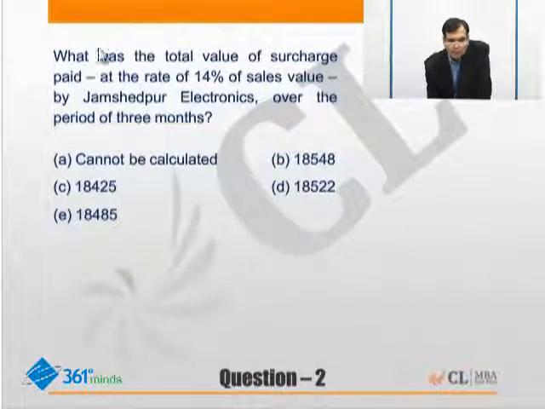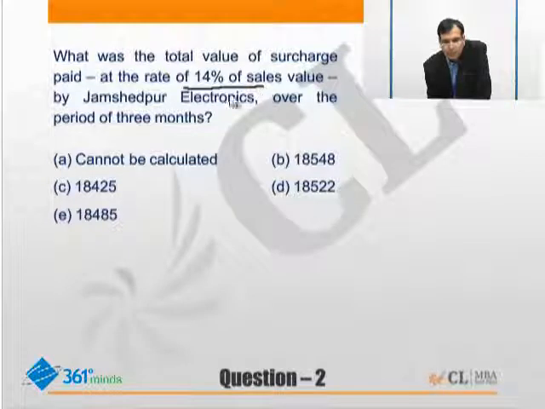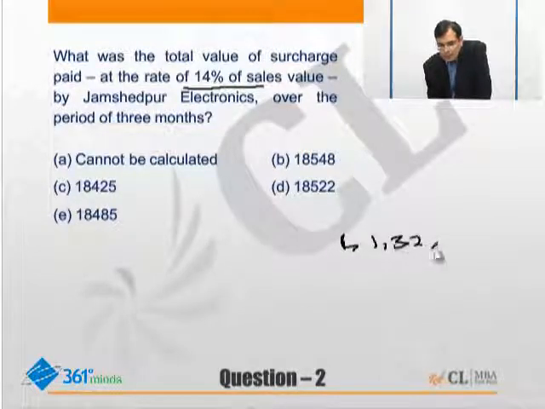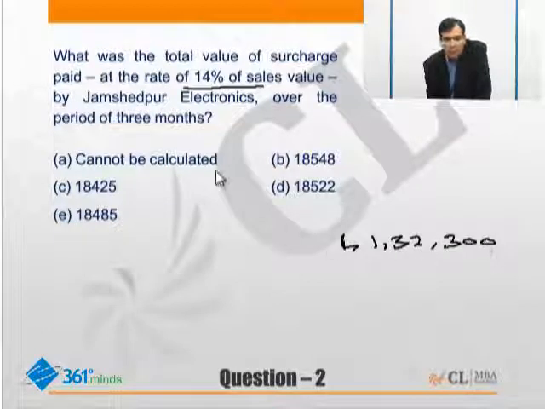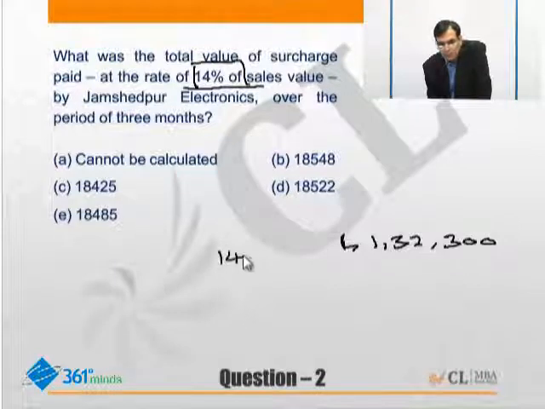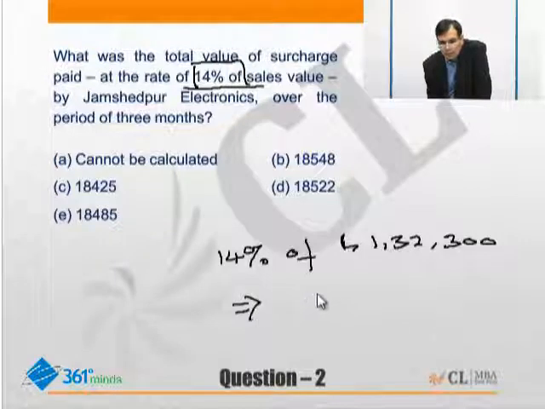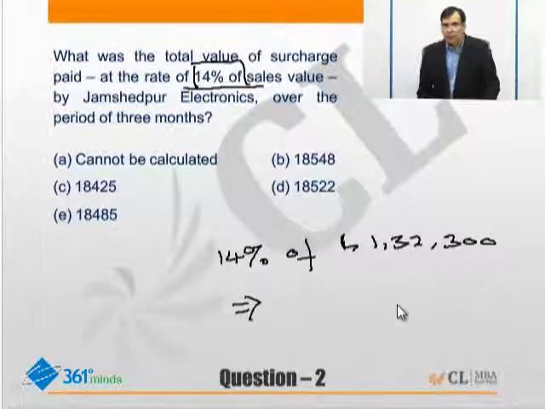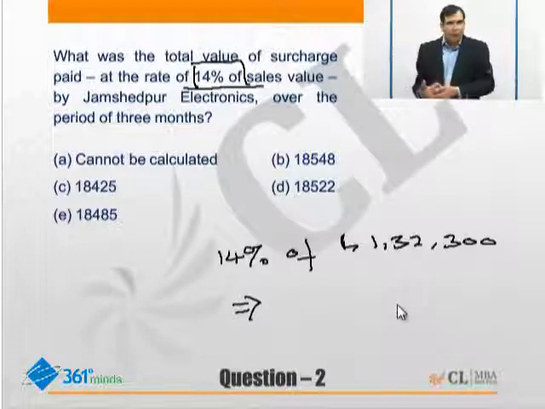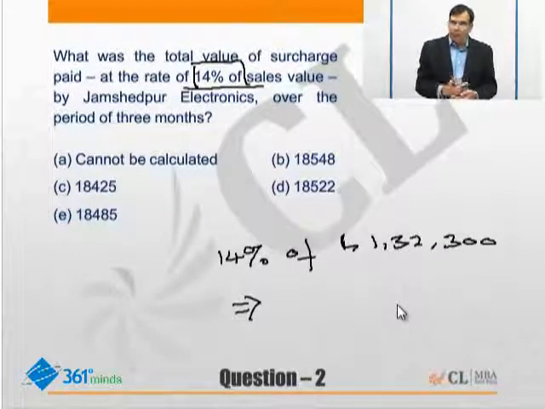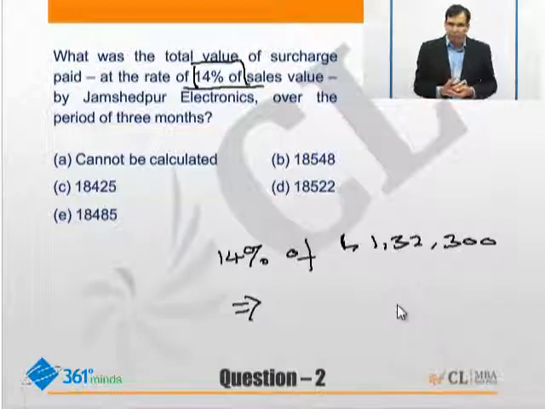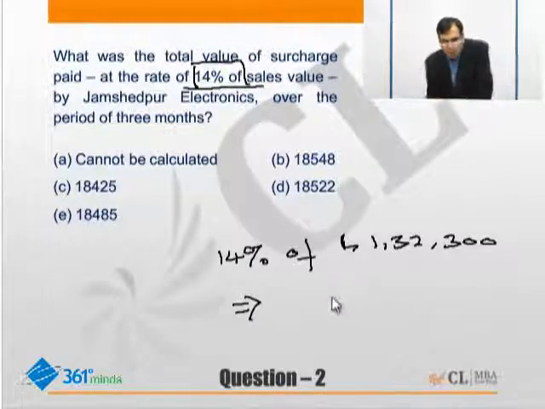What is the total value of the surcharge paid at the rate of 14% of sales value? We had earlier done that the total sales value for the 3 months is rupees 132,300, and the surcharge is to be paid at the rate of 14% of sales value. So what we need to find is 14% of this. So how do we calculate 14%? 14% is nothing but 10% plus 1% into 4, or you could even do 10% plus 5%, and 5 is nothing but half of 10, minus 1. Whichever you are more comfortable with.